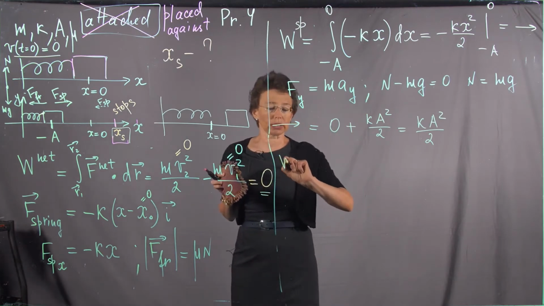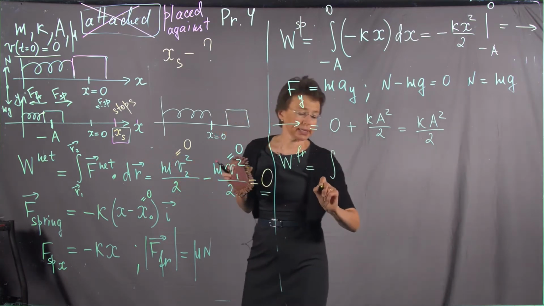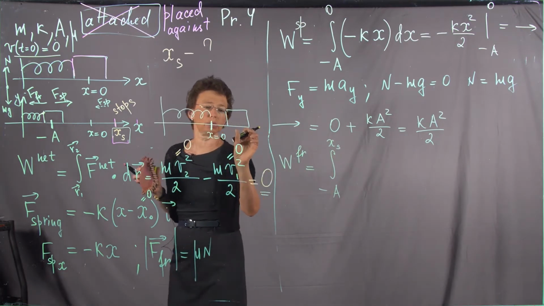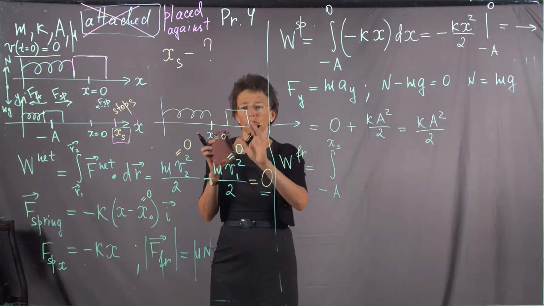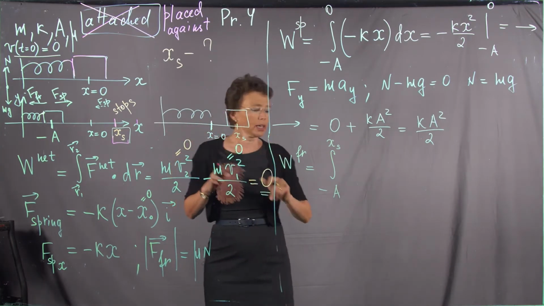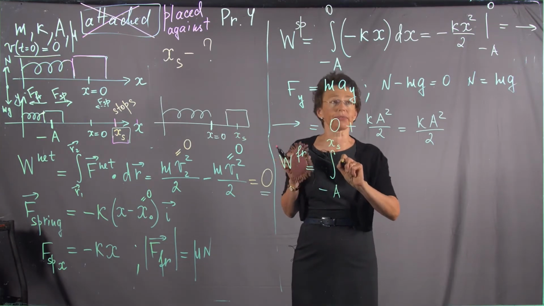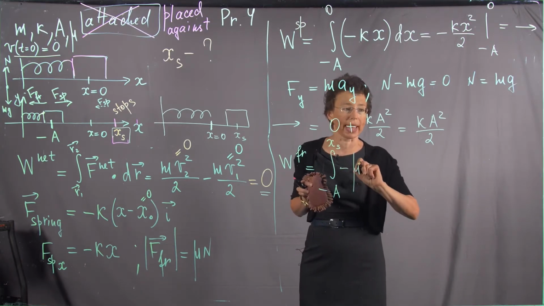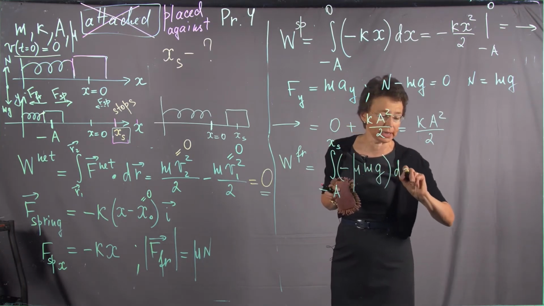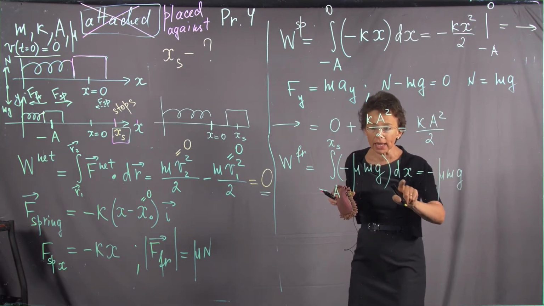Now what is work done by friction? It's an integral. I start at minus a. I move to unknown xs, and again we assume that friction is not strong enough, and the block will manage to travel here to the right. So it is minus a to xs. Force of friction, I need F sub x. It is minus mu n, where n is mg, minus mu mg dx. It is minus mu mg x. And I plug in the limits.